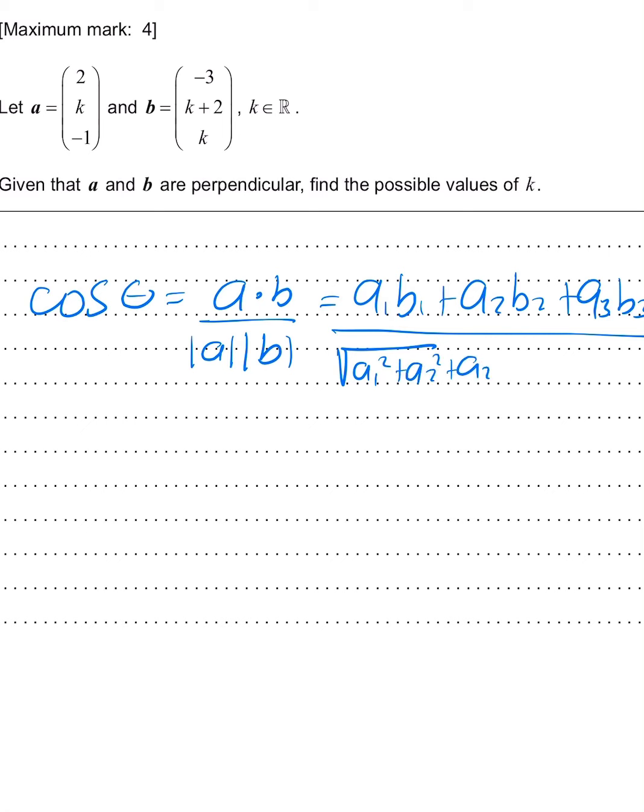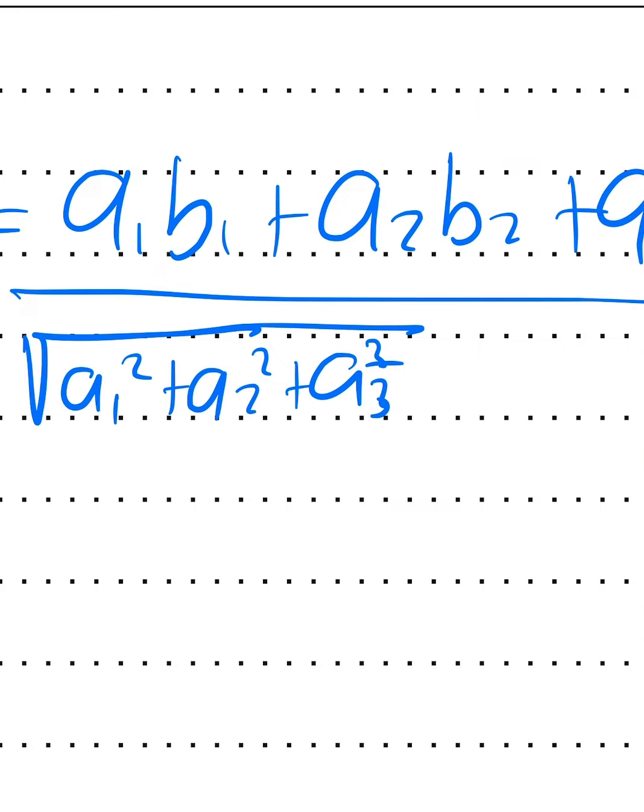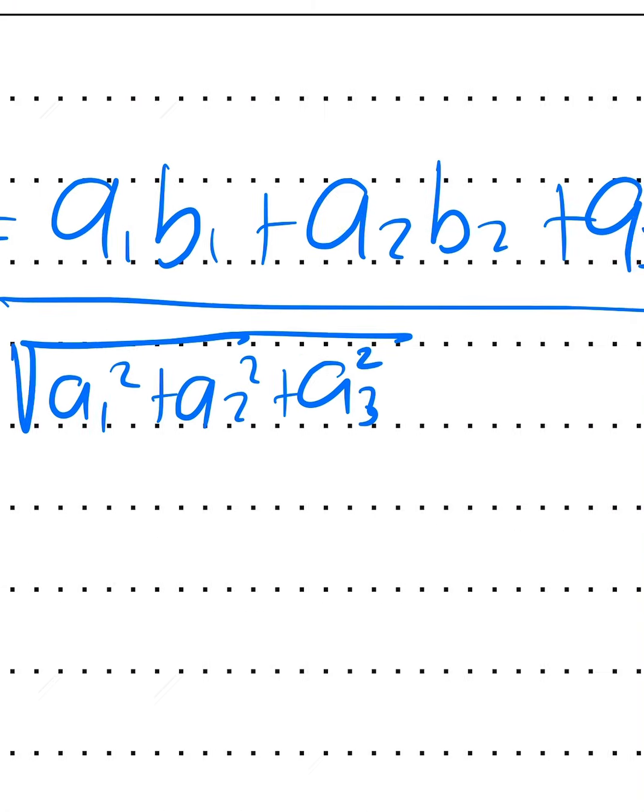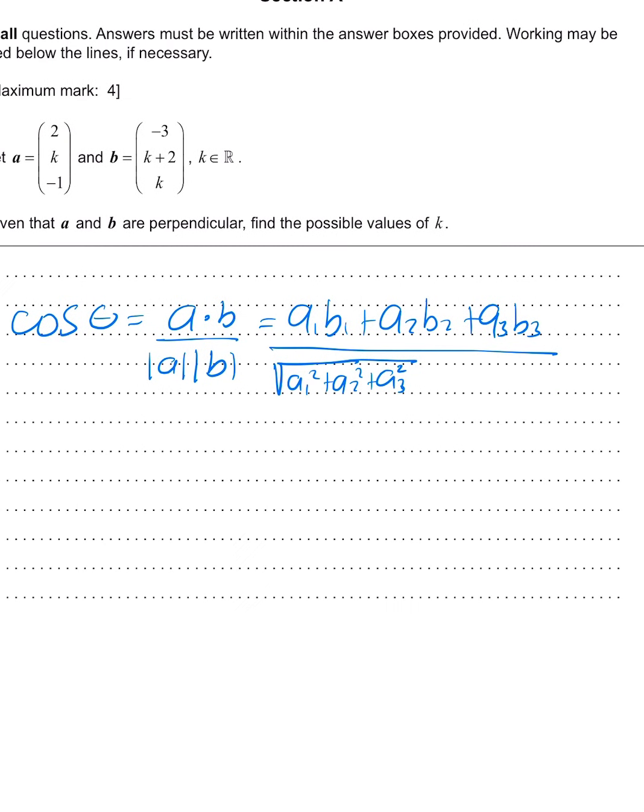Does this ring a bell? Yeah? Let me write that up. All right, and B is going to be the same thing. So, B1 squared plus B2 squared plus B3, keep writing 3 right there, squared. So far, so good?